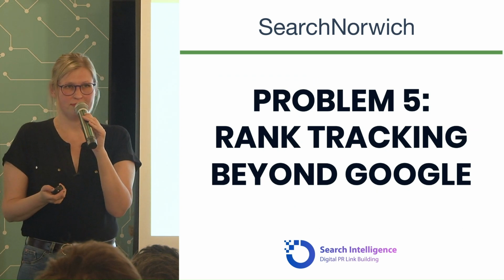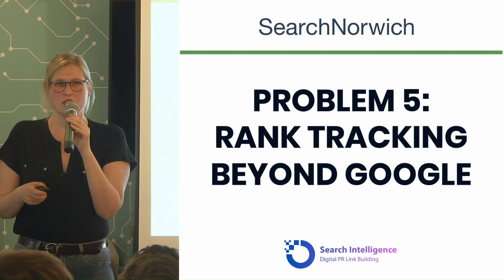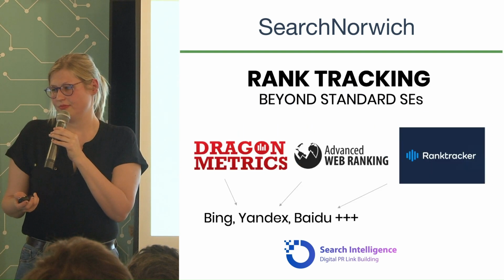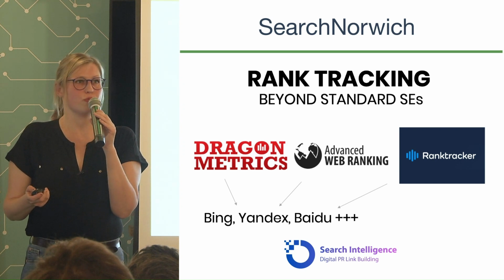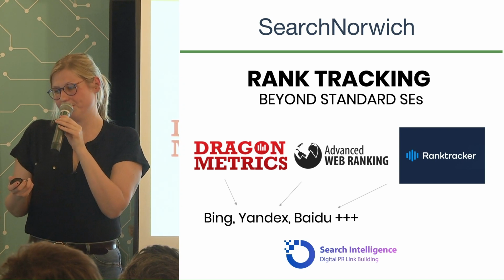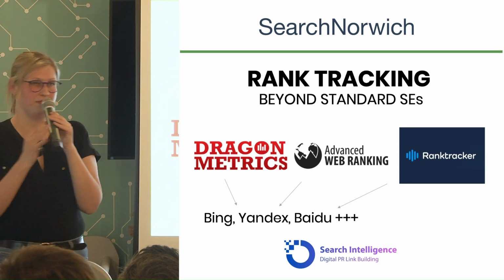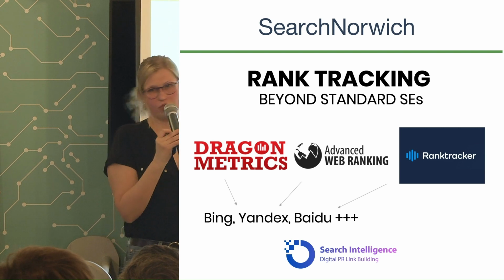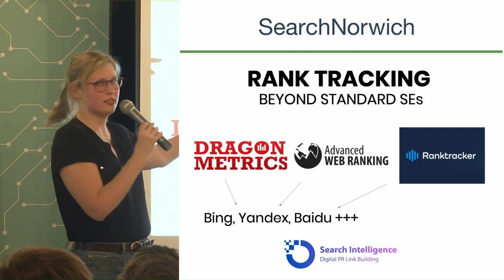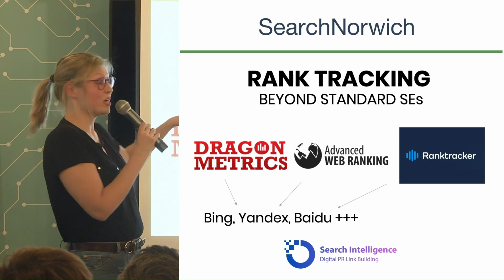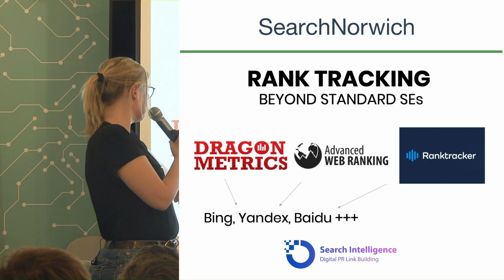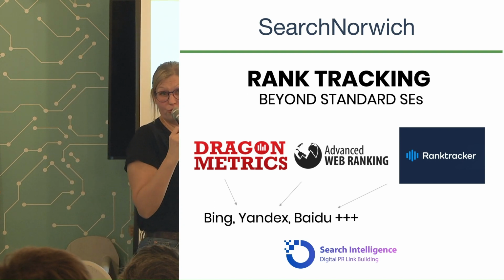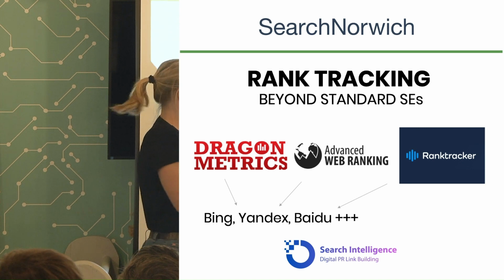The last problem, rank tracking beyond Google. So let's say you've done first steps, or some of them, and you want to actually track your progress. There are some tools that are really good for that. Dragon Metrics, Advanced Web Ranking, and Rank Tracker. I've used the first 2. I've never used the last one, but I hear it's good. I'm not affiliated with any of them, but genuinely, these are the tools to track search engines other than Google, because they track Bing, Yandex, Baidu, and more. Even this one tracks DuckDuckGo. So if you want to go very niche, that's your tool set.